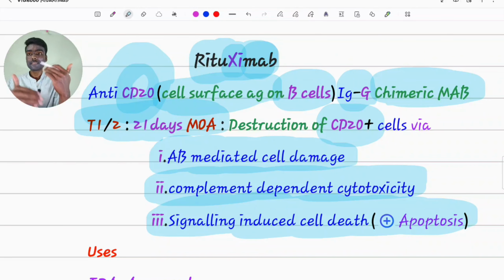With subsequent dosing, T-half will increase because in our first dose, it will go and kill all the CD20 cells. Along with that, it will also get destroyed. So T-half will be less in the initial dosing. In the next dose, all the CD20 plus cells will have depleted, so our rituximab will stay for a long time.